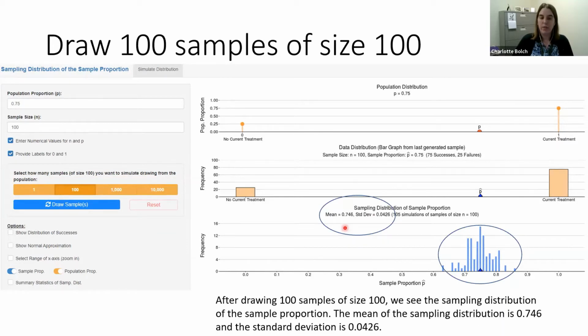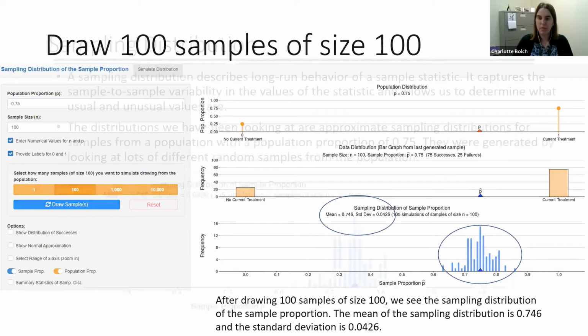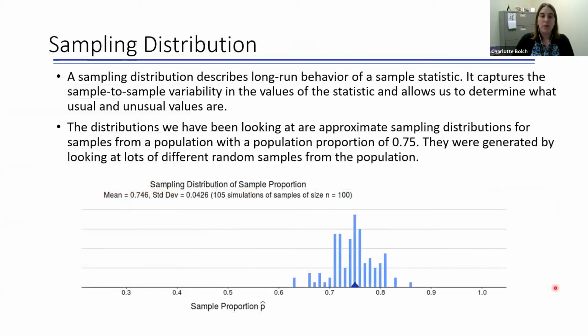We see that the mean of the sampling distribution is 0.746, and the standard deviation is 0.426. And we start to see that the mean of the sampling distribution is starting to look like our population proportion. So the sampling distribution describes the long-run behavior of a sample statistic, and it captures the sample-to-sample variability. The distributions we're looking at are approximate sampling distributions for samples from a population with a population proportion of 0.75, generated by taking many different random samples from the population.